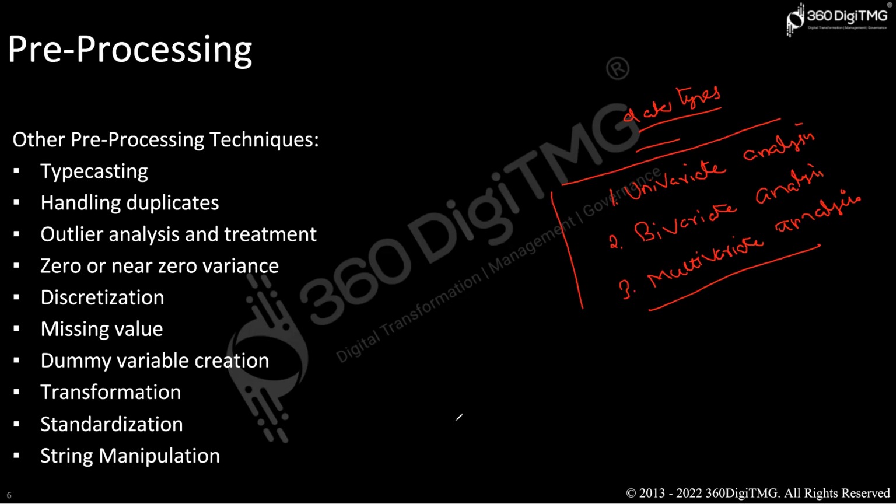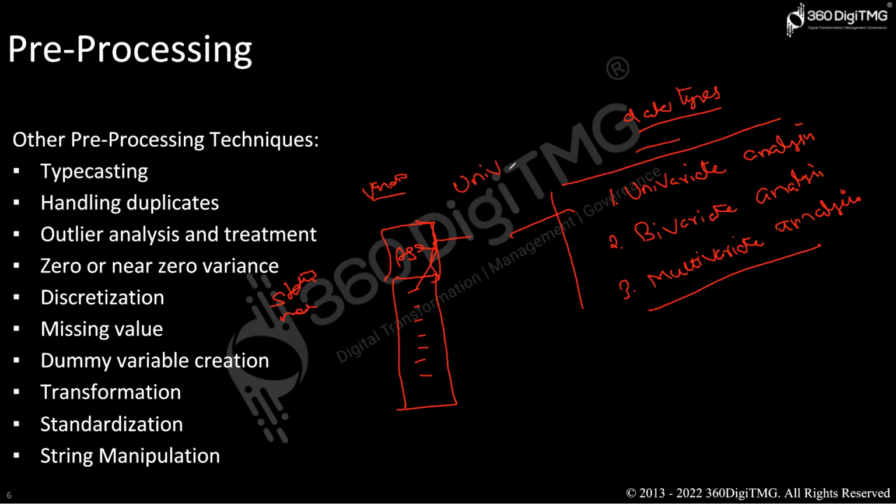What is univariate analysis? Univariate analysis means you are taking one variable, for example the age column. The data set contains multiple variables, but you take one variable and perform all statistical and mathematical methods. Age, gender: you take one column, one variable, and perform all mathematical methods. This is called univariate analysis.